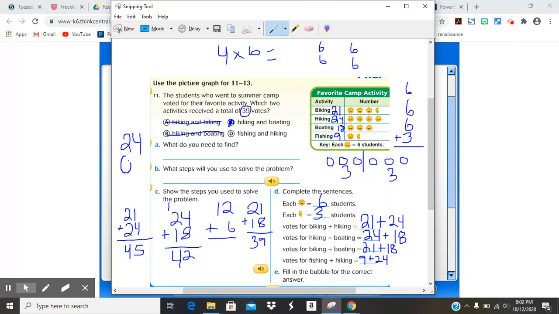Now we have to make sure our place values are lined up. And I do 4 plus 9 is 13. Now I have 33, which of course wasn't our magic number. So the two activities that received a total of 39 votes was biking and boating. And we wouldn't have been able to figure any of that out if we had not been able to look up here and find the information that our picture graph gave us.